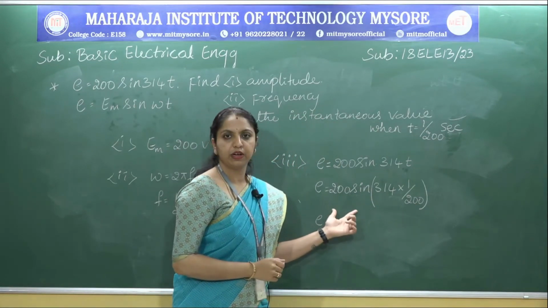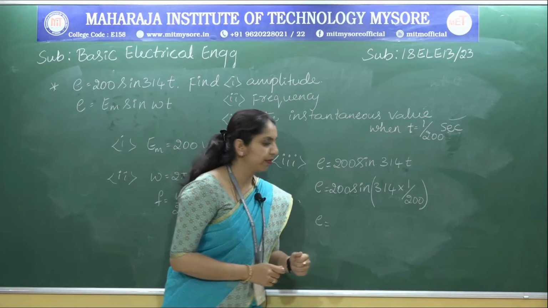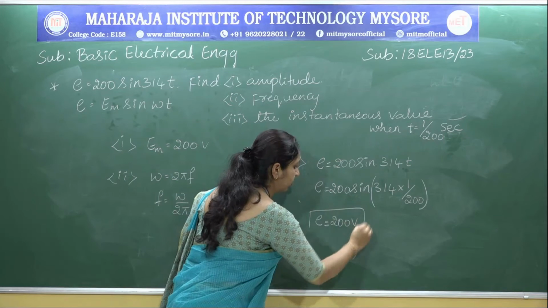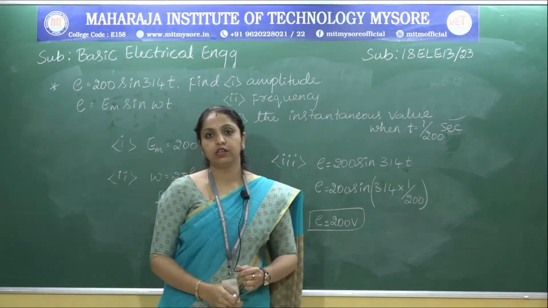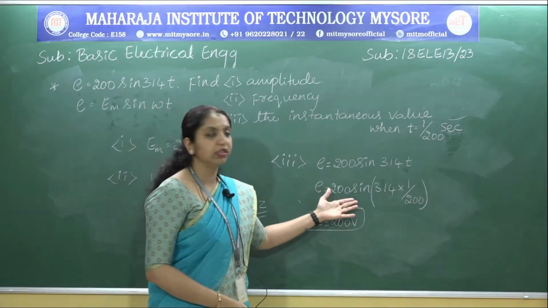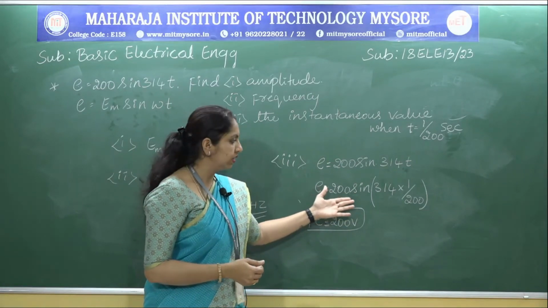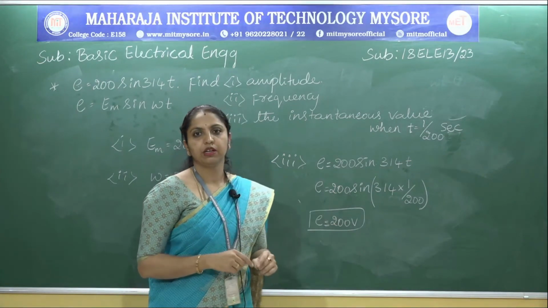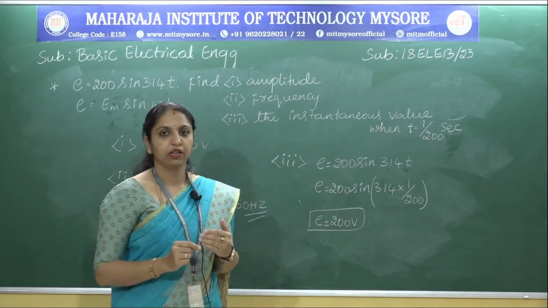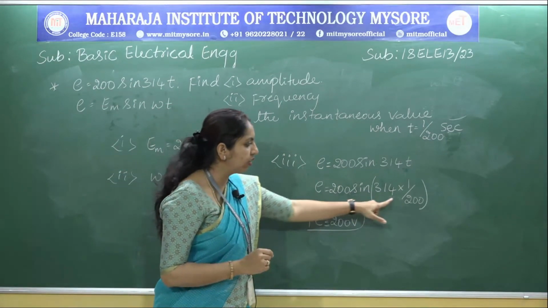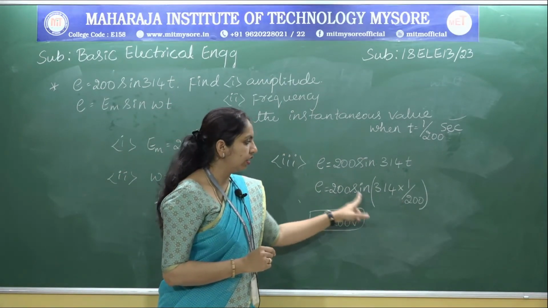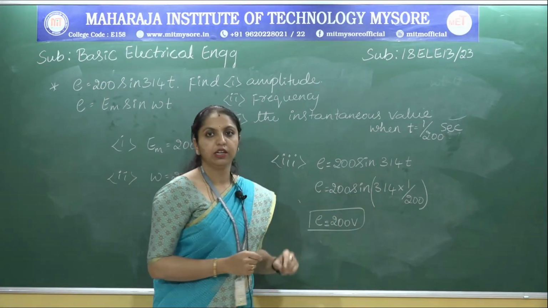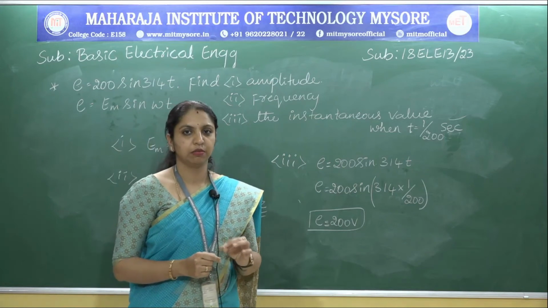Okay, and if you simplify this expression, you get E as 200 volts. One thing you need to be careful about while simplifying this kind of expression, especially in the calculator, is that it should be kept in radians mode. Remember, whenever you are finding the value of E by substituting the value of t, the sine should be calculated in radians mode.